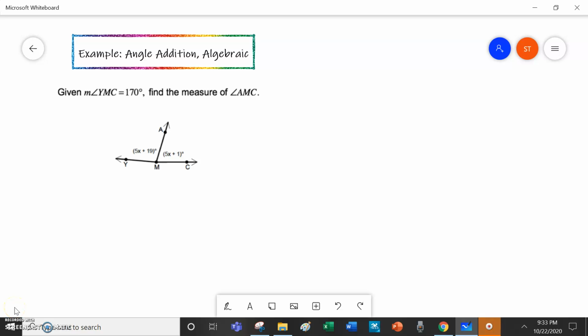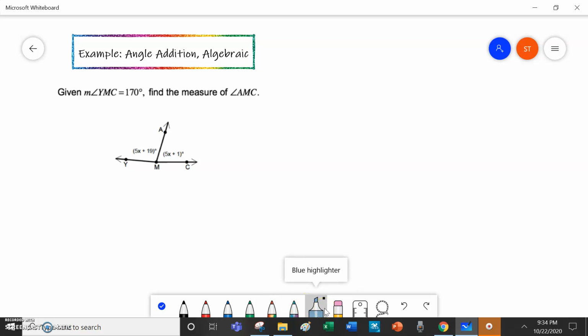This is an example of the application of the angle addition postulate to solve a problem involving algebra. In this example, we are given that the measure of angle YMC equals 170 degrees. We are also given some algebraic representation of the smaller compositional angles, and we need to find the measure of angle AMC.